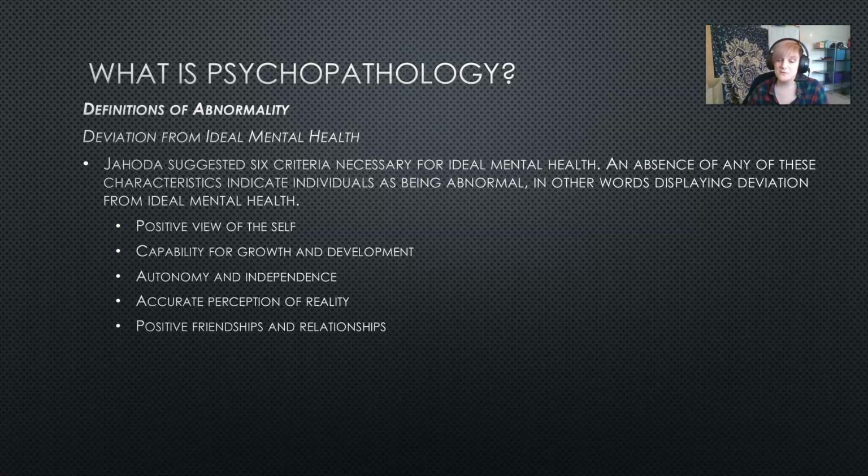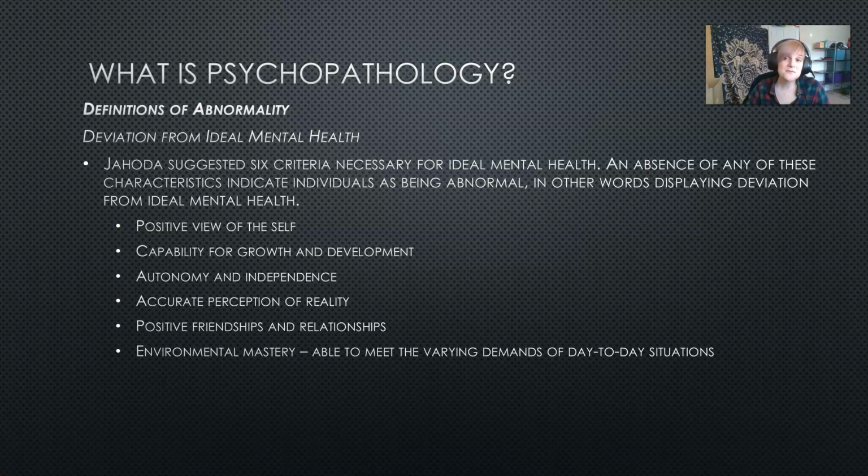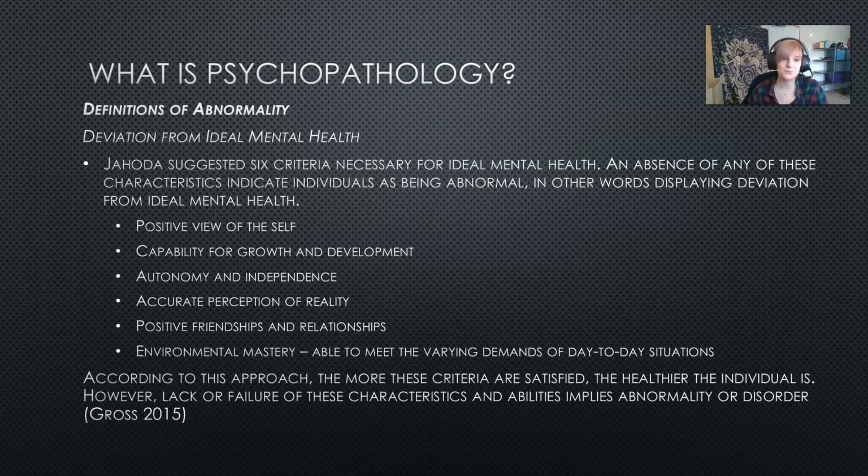Do they have positive friendships and relationships? So are they able to interact with other people in their daily lives without fear? And do they have environmental mastery? Are they able to meet the varying demands of day-to-day situations? This final criterion is very heavily associated with the previous definition of abnormality, which was failure to function adequately. So, environmental mastery is whether the person is still able to function in their day-to-day life.